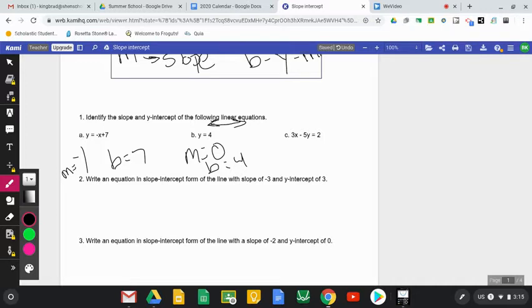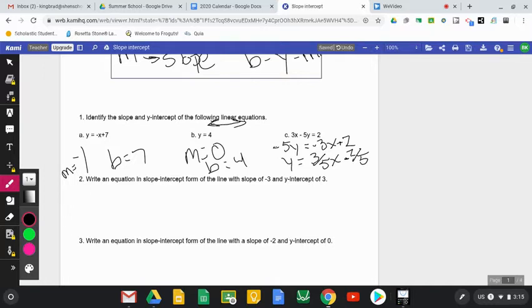And C, my last one, what's wrong with this one? Well, it's not in y equals mx plus b form, so first thing I need to do is change it to that. So -5y equals -3x plus 2. Divide everything by -5, I get 3/5 x minus 2/5. So my slope is 3/5 and my b is -2/5.